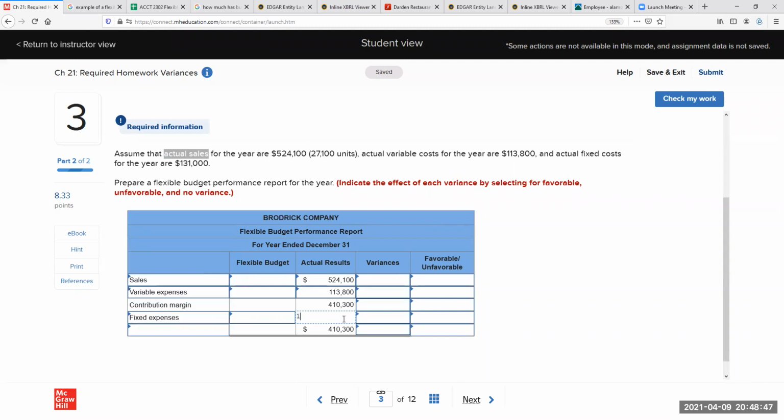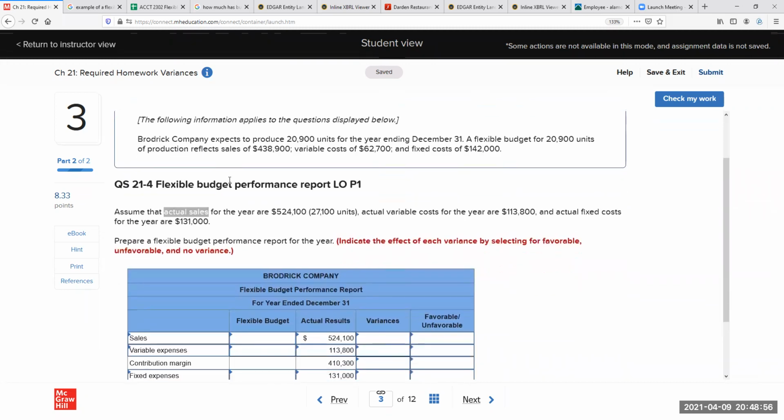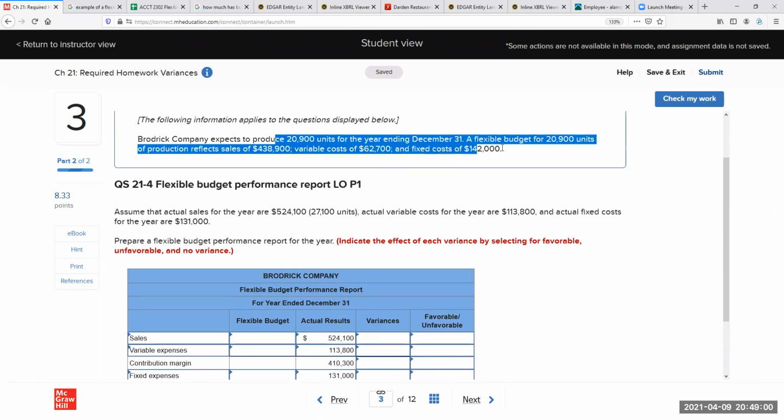The actual is 131, and then here's your net income from operations. Well, what are my budget? Well, let's go up here to the top. They expect to produce 20,900 units for the year. A flexible budget of 20,000 reflects sales of 438.